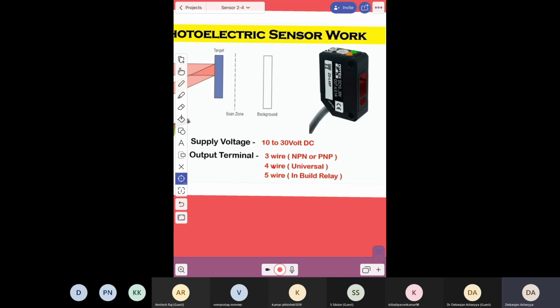A 4-wire sensor is a universal kind of sensor, which means you get both NPN and PNP connections. Coming to the 5-wire type, it has a built-in relay. In the 3-wire and 4-wire connections there is no built-in relay, but in the 5-wire connection you get a built-in relay.